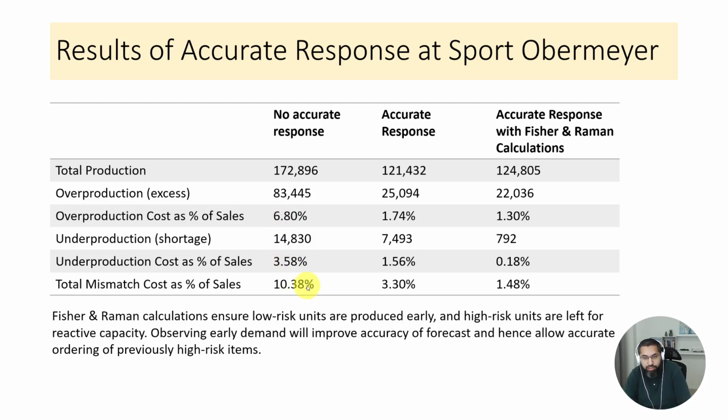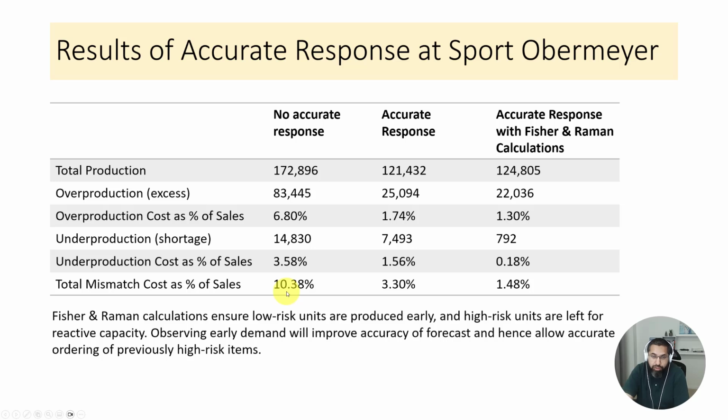This total mismatch is the cost of supply not matching demand. So you're losing 10% of sales. For every $100 you sell, you have $10 of additional expense because your supply is not matching the demand. You either have too much or too little. The cost of having too much is 6.8%. The cost of having too little is 3.58%. And you can see that they're leaning towards having too much. The Sport Obermeyer people generally order too much instead of too little, because this cost is much more than this cost. And 10% is a huge cost.